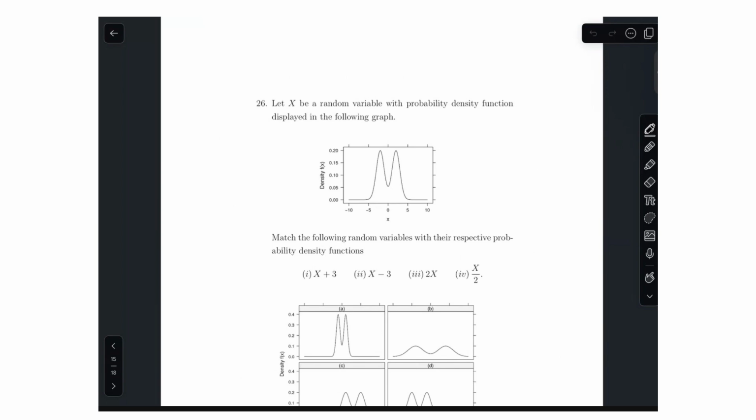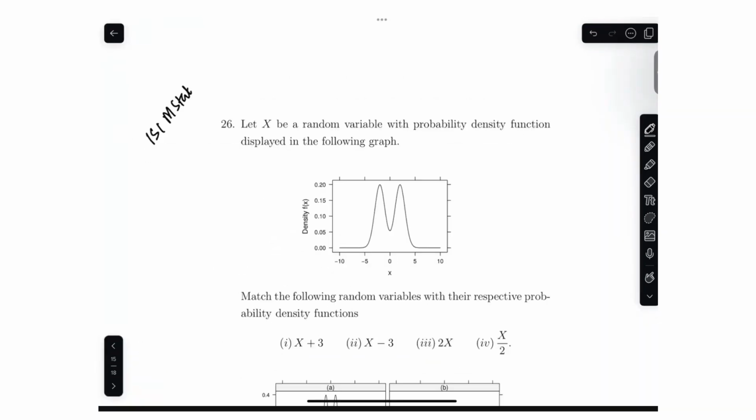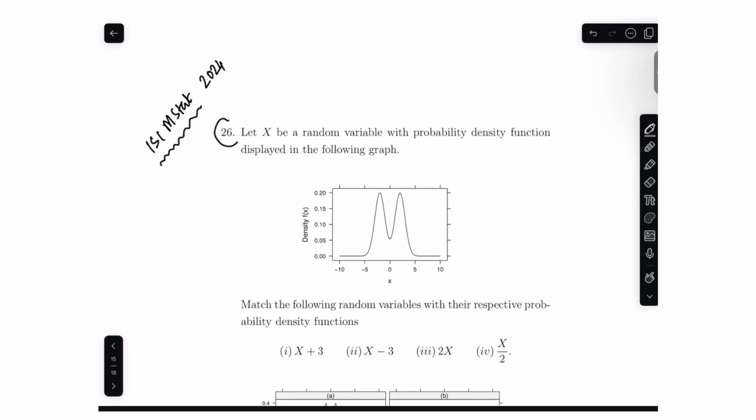So let's try to solve this problem. An ISI MStat problem is very similar, like the basic fundamental problems of mathematics, probability, and statistics, not statistics much, but mathematics and probability are very similar to CMI and of course to IIT. So this year, ISI MStat 2024, problem number 26. Okay, so let's see what the problem talks about.